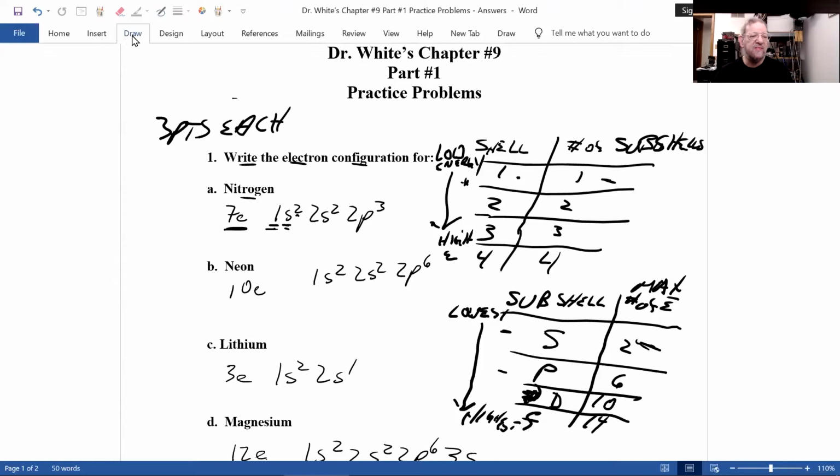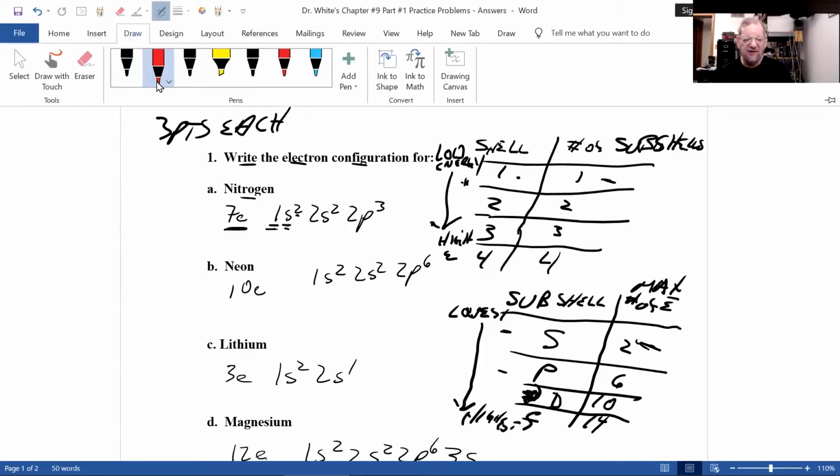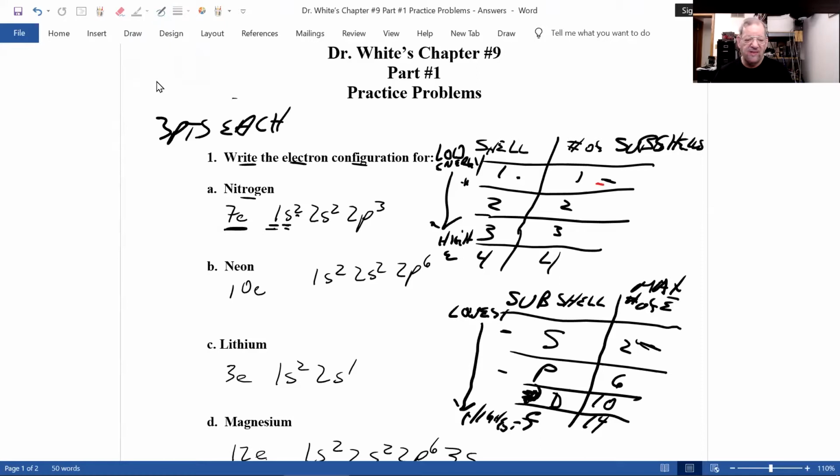Next, I'm going to go to a different color. I only have how many subshells in 1? And the answer is 1. Therefore, I have to go to the next shell, which is 2, which has 2 subshells. The first subshell in 2 is 2s. How many electrons can I put in any s orbital? 2. I do. Well, 2 plus 2 is 4.